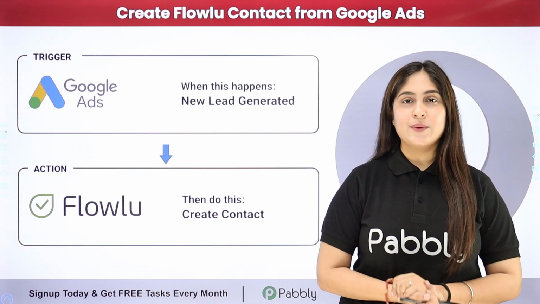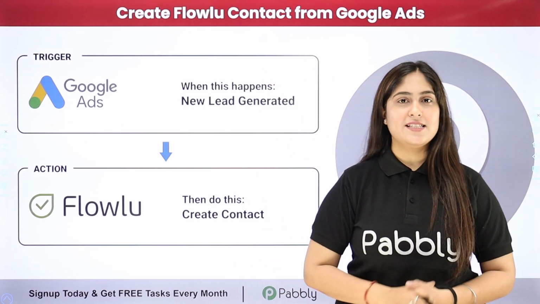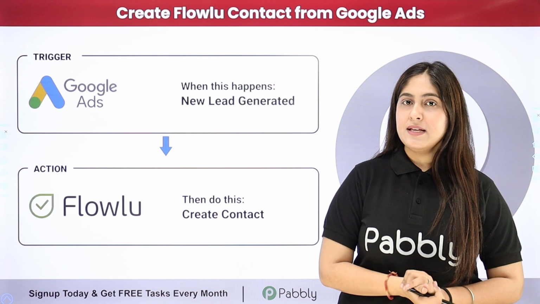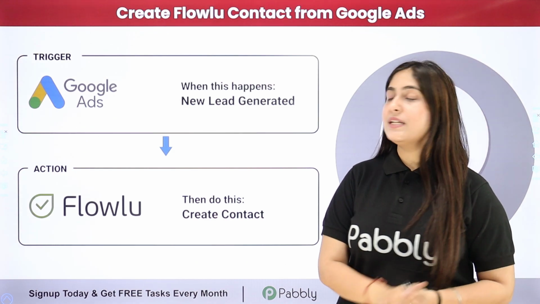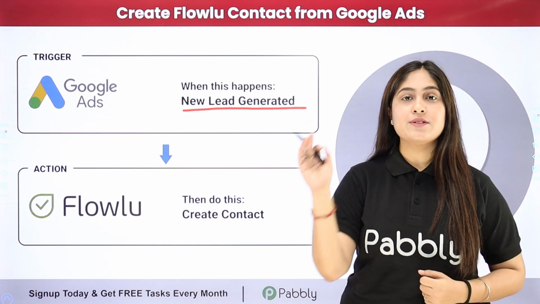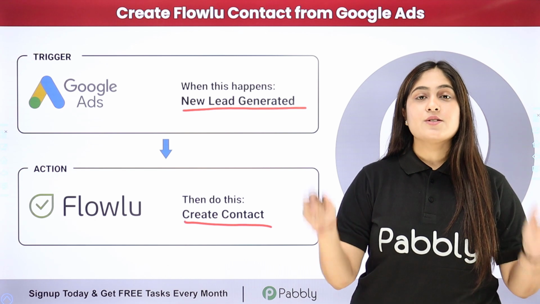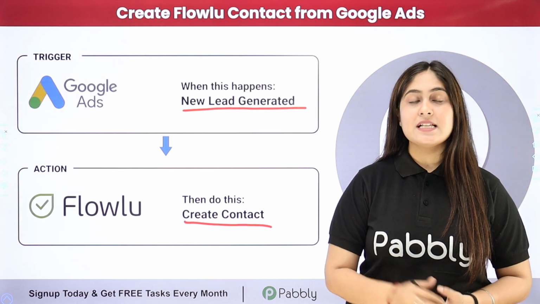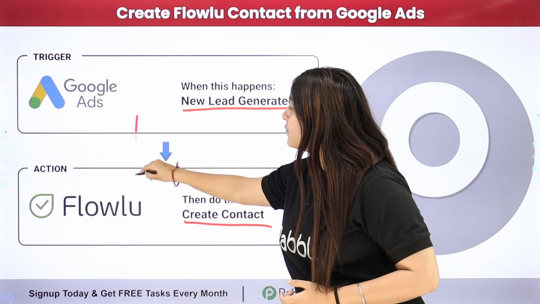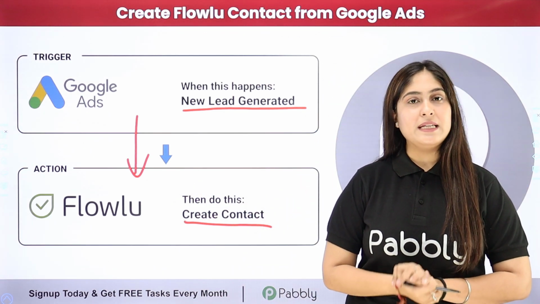In this video, we are going to understand how to create a Flowlu contact from Google Ads. So I'm running Google Ads for my business, and my objective is that whenever I receive a new lead through Google Ads, the lead received should automatically be created as a new contact in my Flowlu account as well. To automate the entire process, I need to connect my Google Ads with my Flowlu account using an automation software named Pabbly Connect.